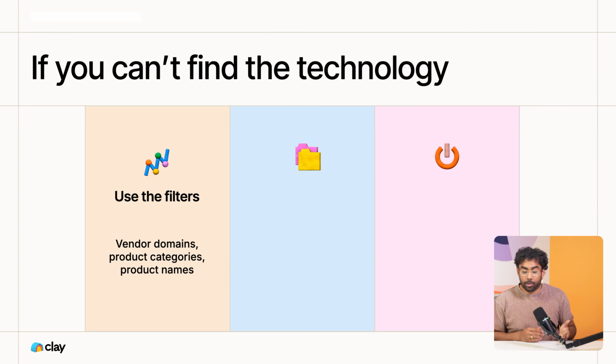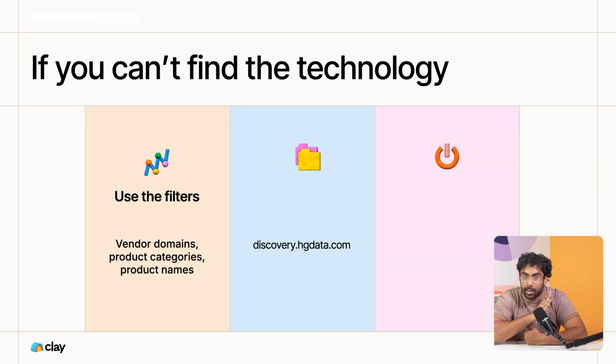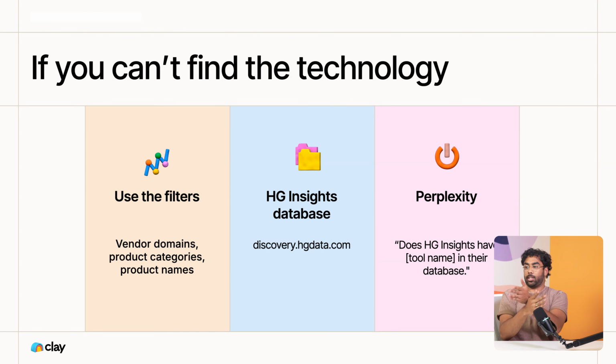Now remember that if you can't find the technology, you've got a couple of other avenues to make sure that it's actually not there or if it's a user error issue. Obviously, you've got the filters approach. If the filters still don't work and you just might not know what filters to be using, go to the discovery.hgdata.com website and look directly for the technology to make sure it's covered in the list of HG Insights. Hint, I have almost always found every technology I've been looking for through this directory. And of course, last but not least, if you can't find it on the directory itself, just go to Perplexity and ask, does HG Insights have blank tool name in their database? And it will actually go index that core HG website for you.